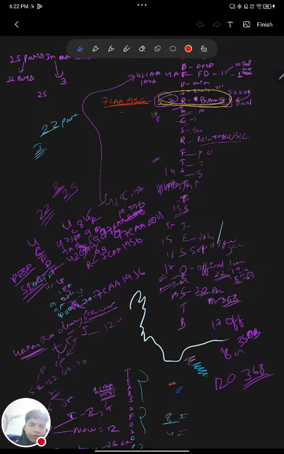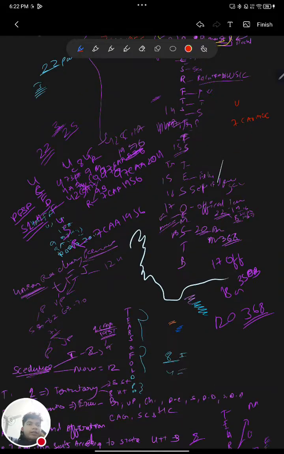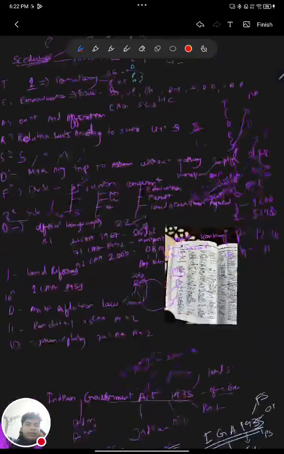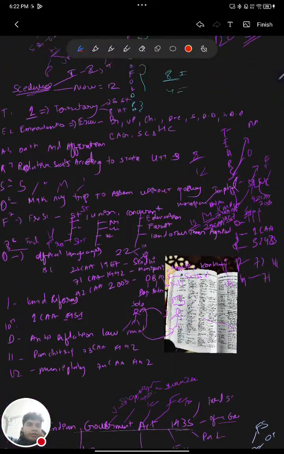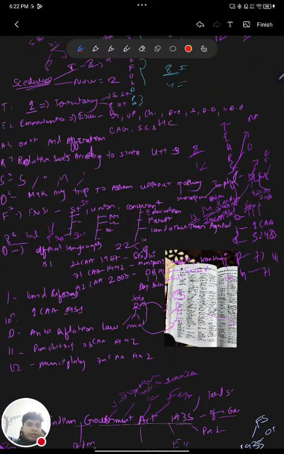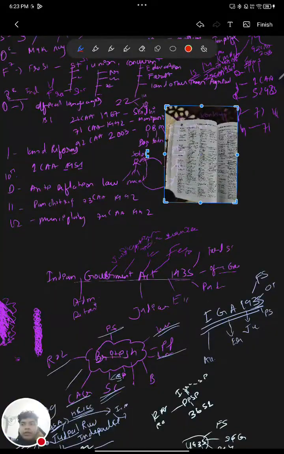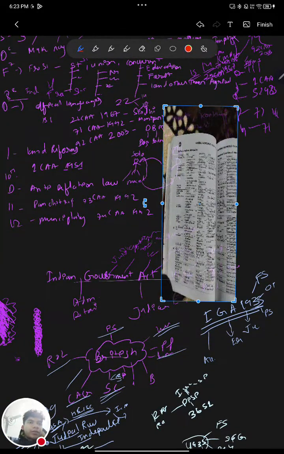So earlier we did all the parts of the constitution, the 22 parts, one of which was repealed by the 7th Constitutional Amendment of 1956. I told you all that, and then the schedules. This is my book which I studied, but to enlarge it.